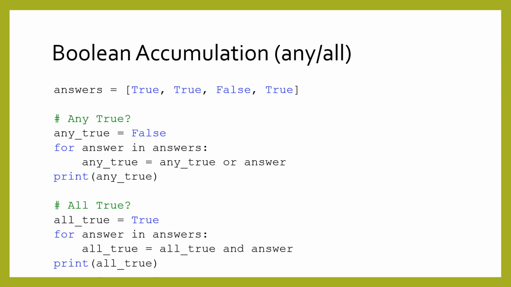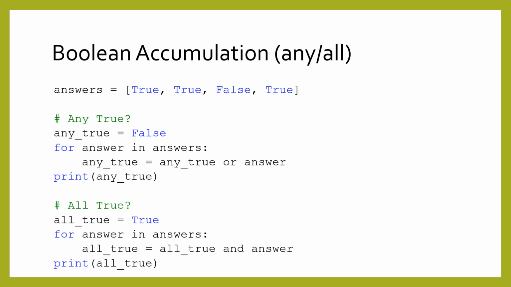The Boolean accumulation pattern comes in 2 versions, the any and the all. With any, we start with an initial value of false. Then we check if either the current element is true or if the accumulation variable is true. If at any point we encounter a true value in the list, then the accumulation variable becomes true and will evaluate to true in every subsequent check.